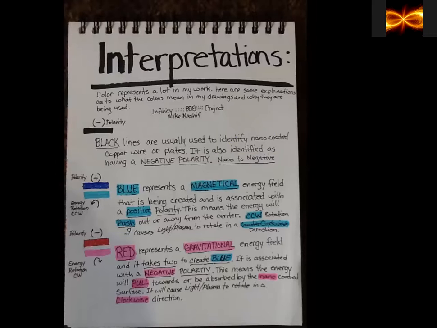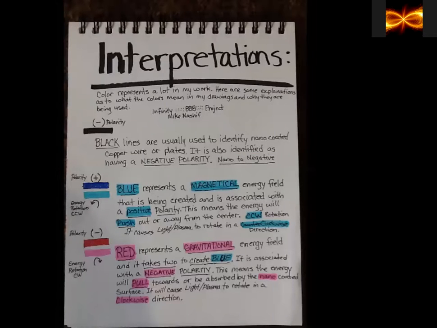Red is a negative polarity, and it's represented by the red and the pink highlighter here. Red represents a gravitational energy field, and it takes 2 to create the blue. It is associated with a negative polarity. This means the energy will pull towards or be absorbed by the nano-coated surface. It will cause light or plasma to rotate in a clockwise direction.